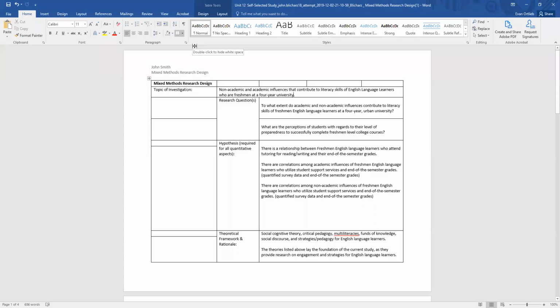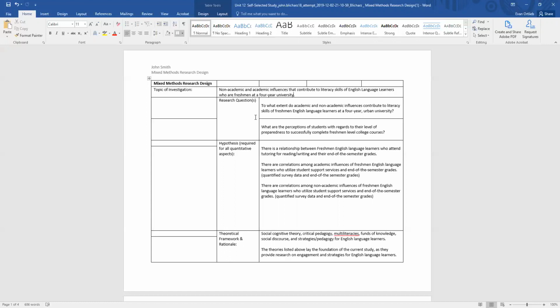Hi, everyone. I wanted to walk you through my review of John Smith's Mixed Methods Research Design template. I'm going to provide feedback in terms of what I think about the research questions, the alignment of the data collection and analysis techniques, as well as the implications, potential findings, conclusions, etc. This particular one is on non-academic and academic influences that contribute to the literacy skills of English language learners who are freshmen at a four-year university.